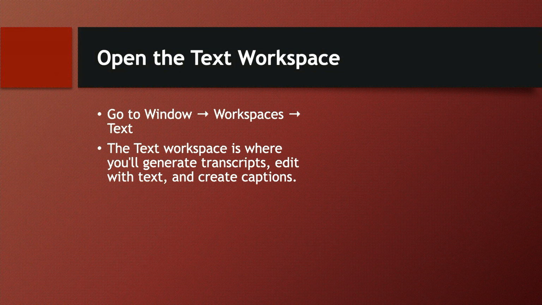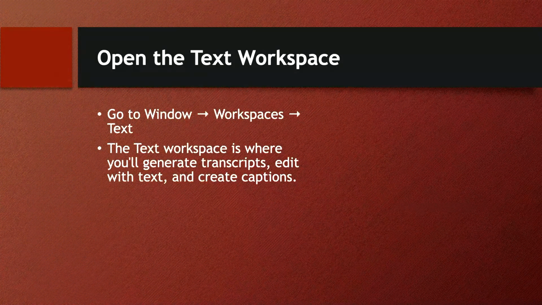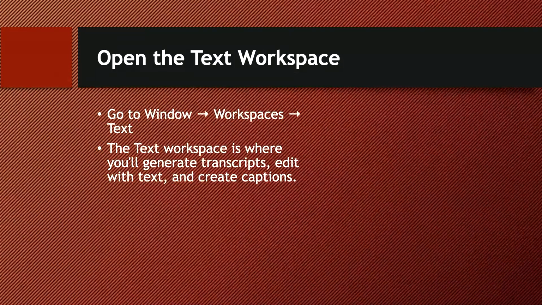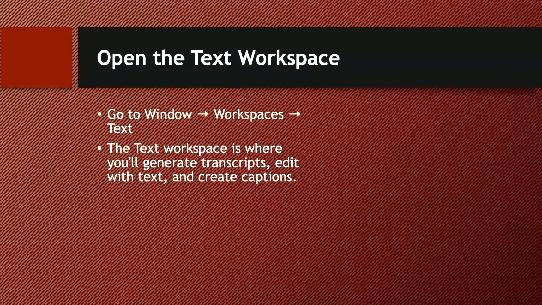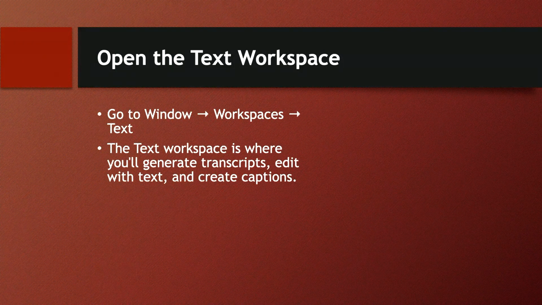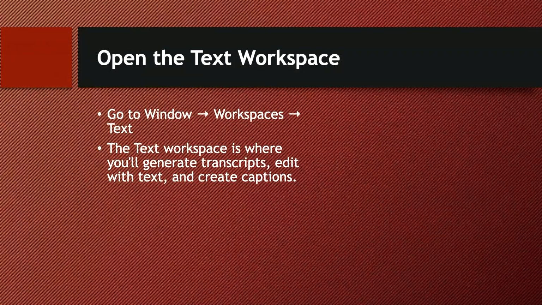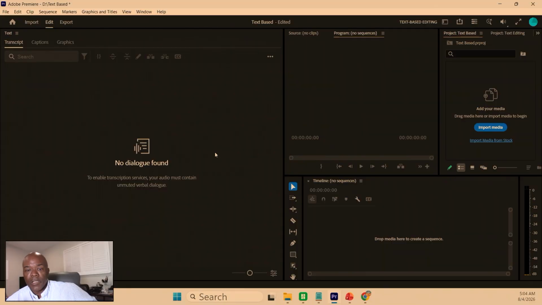So it's very important that as we go here we make sure we follow the steps as necessary. We're going to open the text workspace, go to Windows, Workspace, Text, and the text workspace is where you'll generate transcripts, edit with text, and create captions. There's a lot of things that you can do with this one. And I know a lot of people are creating captions for their videos, and this is one of the powerful things that you can do: you can create your captions right here. And like I said, it's pretty cool.